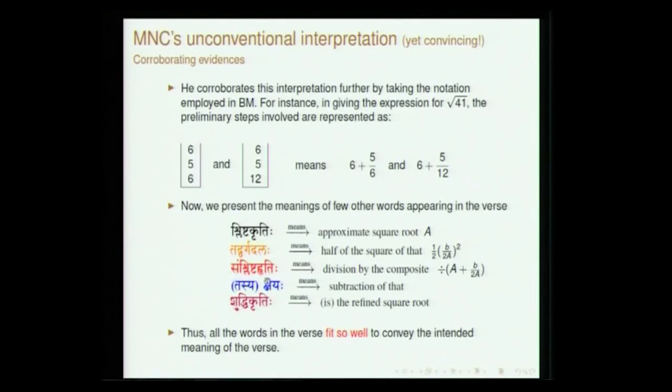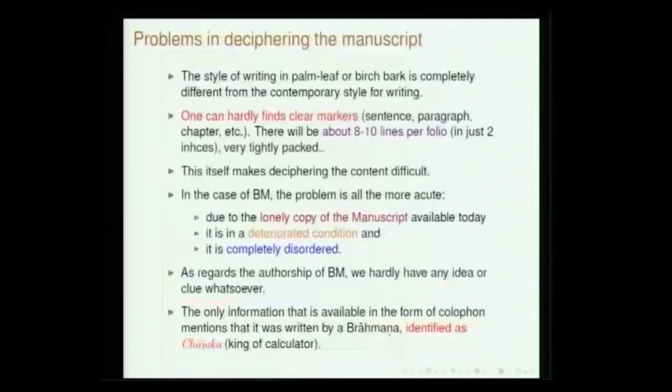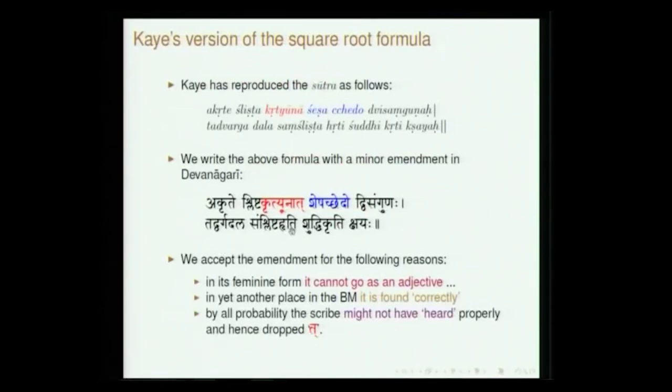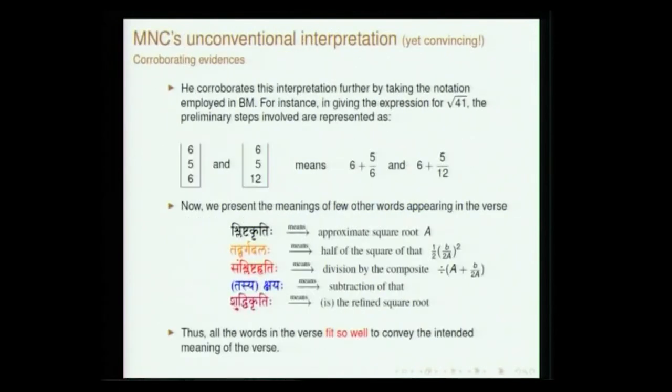Then we have the word Samshlishta Hritihi, which appears in the verse. Tadvargadala Samshlishta Hritihi. Samshlishta is put together, so Samshlishta is A plus B by 2A. Hritihi means division. Samslishtena hriyate, you divide by this. What is to be divided is this factor: tadvargadala samslishta hritihi refers to this divided by this quantity.